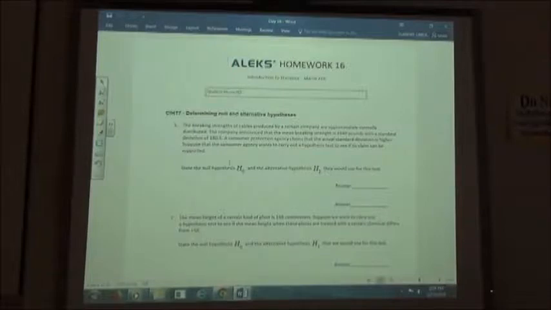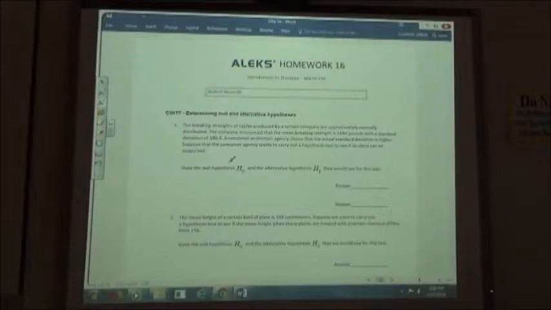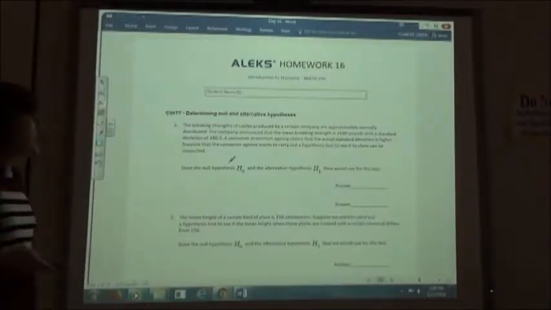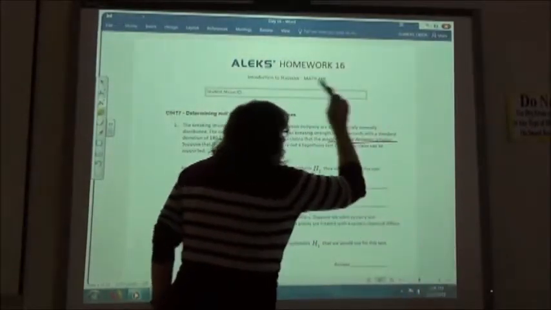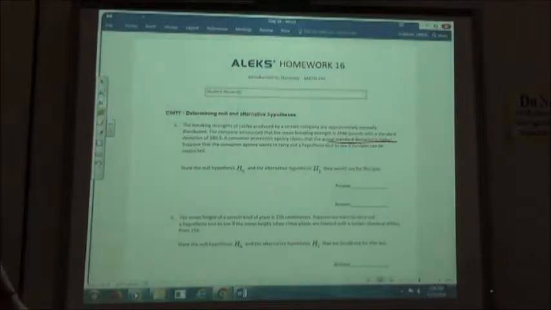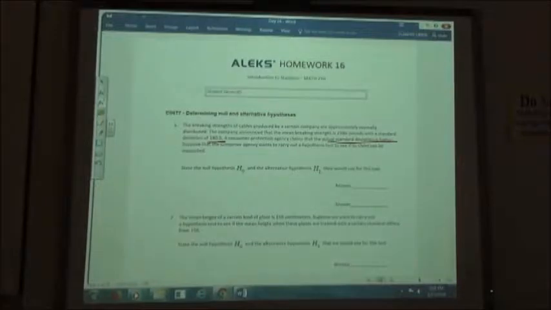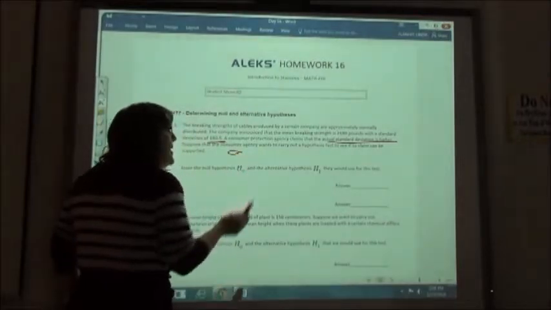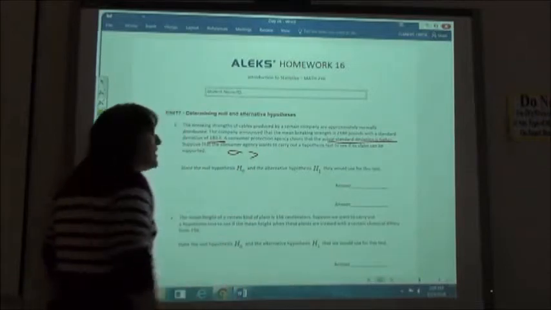So it says the breaking strength of cables produced by a certain company are approximately normally distributed. The company announced that the mean breaking strength is 2,180 pounds with a standard deviation of 180.5. A consumer protection agency claims the actual standard deviation is higher. That's what we're looking at. The actual standard deviation is higher than the given standard deviation there. So, standard deviation, our little symbol looks something like that. If I want to say the actual standard deviation is higher, I would say it has to be greater than, right?